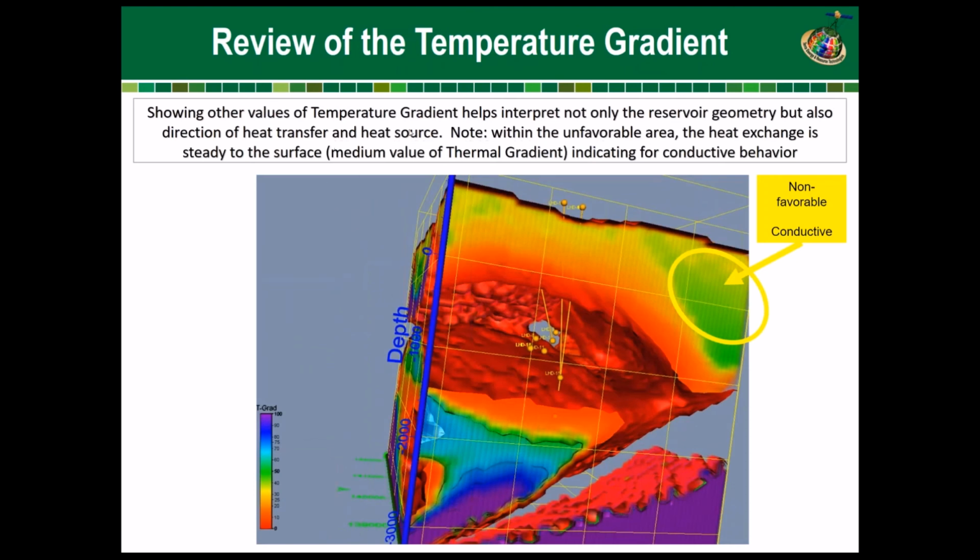Showing other values of temperature gradient helps interpret not only the reservoir geometry, but also direction of heat transfer and heat source. Please note, within the unfavorable area, the heat exchange is steady to the surface, right here. Medium value of thermal gradient, denoted with green color. Nevertheless, it's very high as compared to what it should be for convective conditions. Therefore, such an area would clearly be called a conductive area, according to the STEP technology.